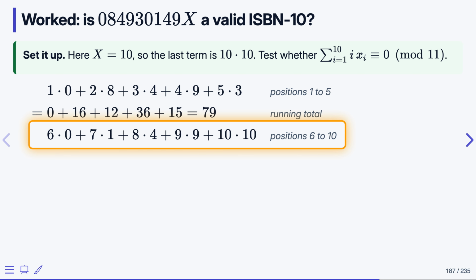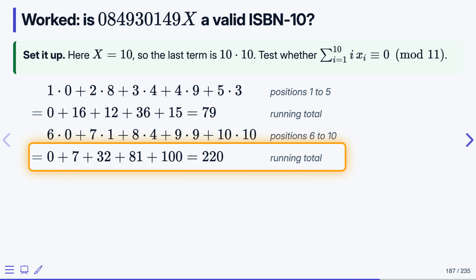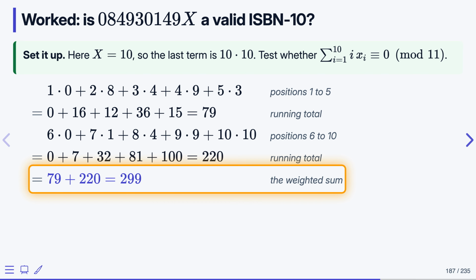Step 2, position 6 to 10. 6 times 0, 7 times 1, 8 times 4, 9 times 9, and 10 times 10. Step 3, work them out. 0, 7, 32, 81, 100. That adds to 220. Step 4, add the halves. 79 plus 220 is 299.